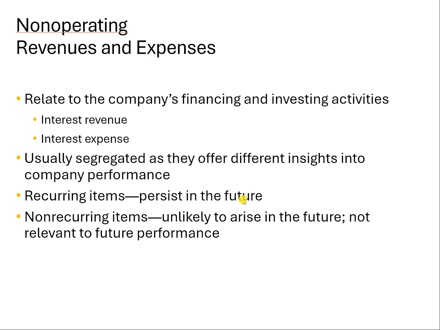Sometimes we have non-recurring items. Those are the items that have no future implications. For example, a one-time inventory write-down or a loss due to a strike. Those are non-recurring items, so they should be treated differently from recurring items.